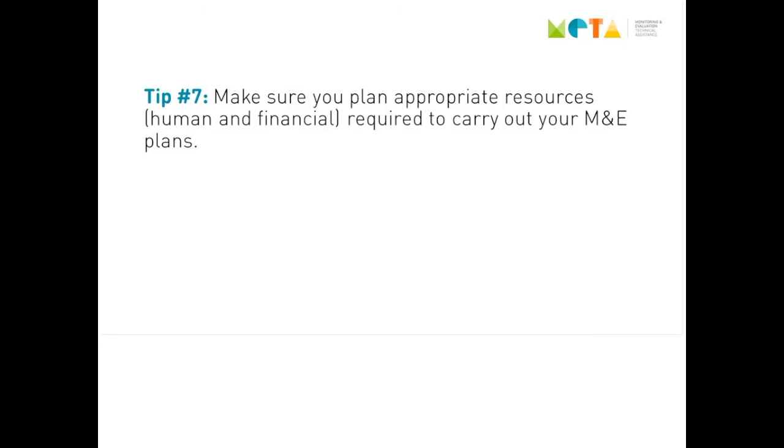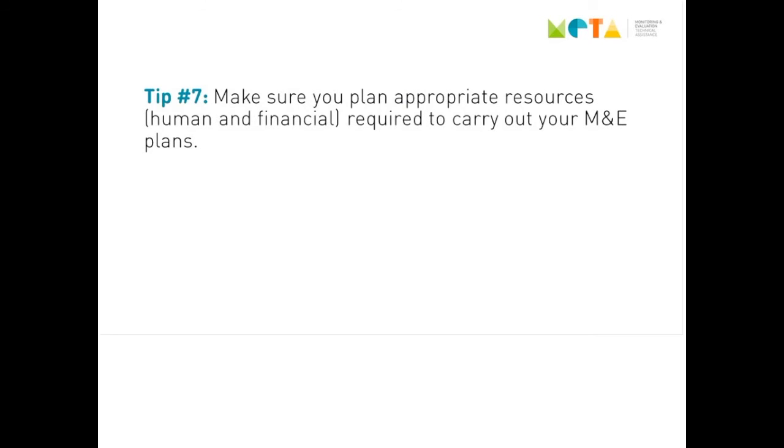Tip number 7. Make sure that you plan appropriate resources, both human and financial, that are required to carry out your M&E plans. So ideally you should be doing this in the beginning. Sometimes we're doing this retroactively. A general rule for monitoring and evaluation is that when you're planning your project in the early design processes, your monitoring and evaluation activities should make up 10% of your budget.